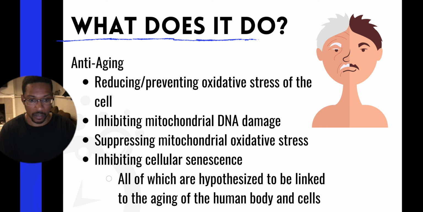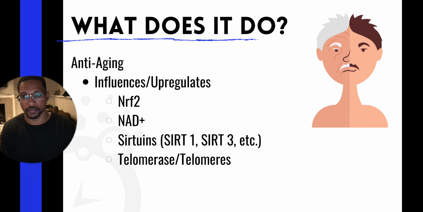And then all these different things I just mentioned have been hypothesized to be linked to aging of the human body and cells. And so hydrogen is doing this in a number of different ways. Some of the mechanisms behind how hydrogen has been able to have anti-aging effects is that it influences or regulates or activates the NRF2 pathway. It can maintain good NAD plus levels within the cell. It can regulate sirtuins such as SIRT1 through SIRT7. The research has shown that if you want cells to live longer, you need these sirtuin levels to be really well.